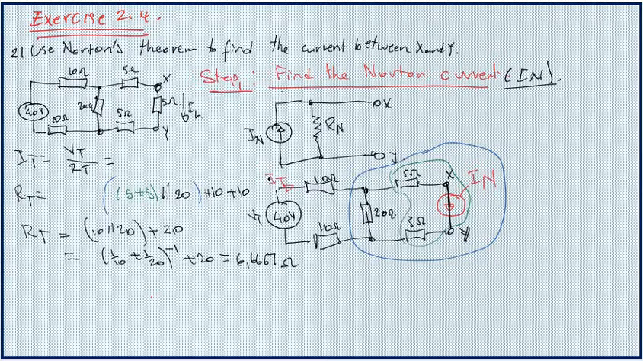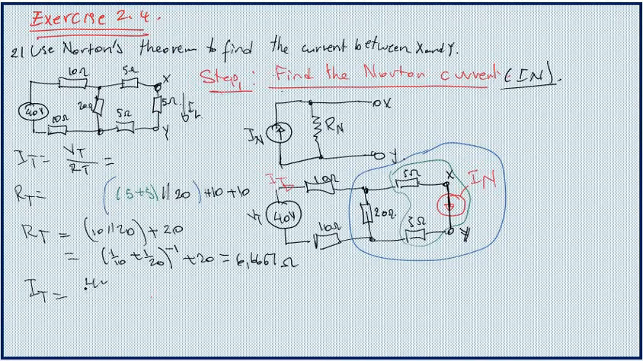So I need to determine the total current, because in order to determine the Norton current, which is the current flowing in this portion, I first need to have that current. Then I'm going to use the current division theorem to determine IN. So now I'm going to find I total, which is equal to the supply voltage, 40, divided by the total resistance.